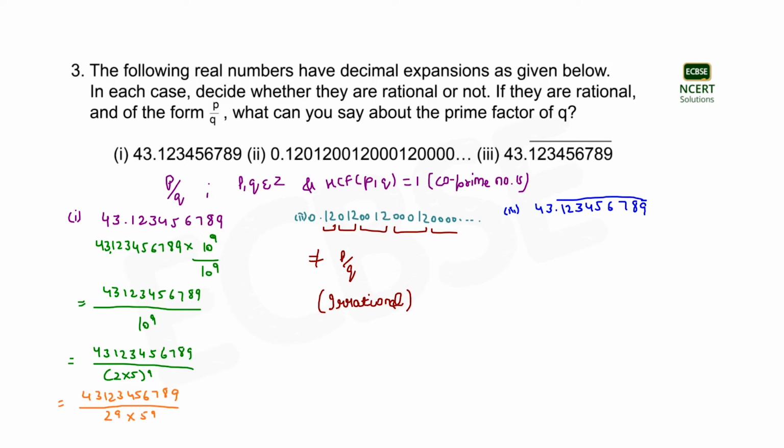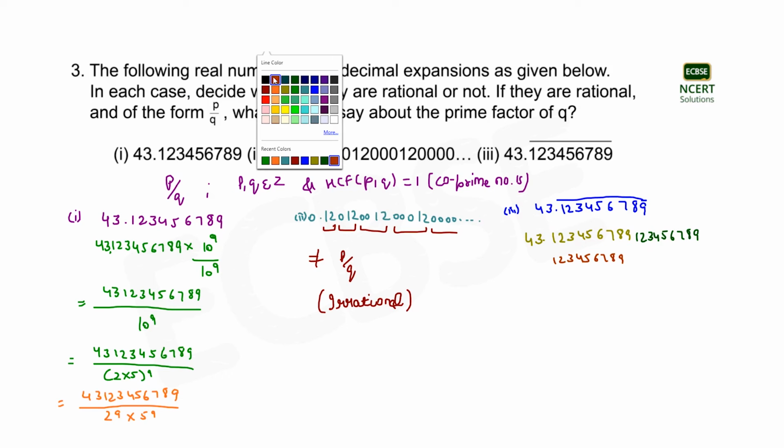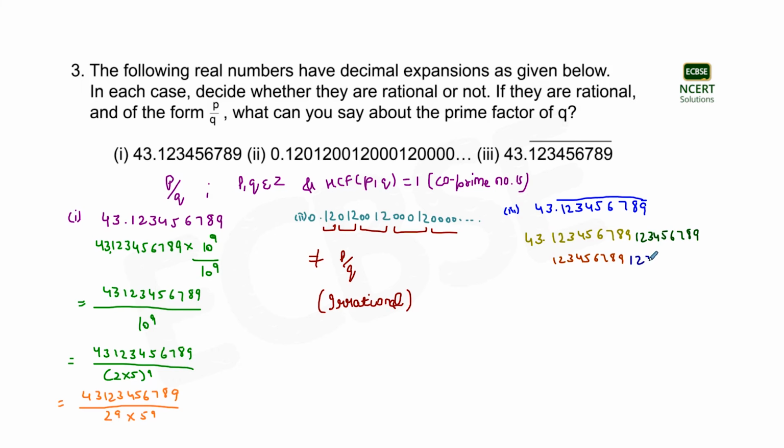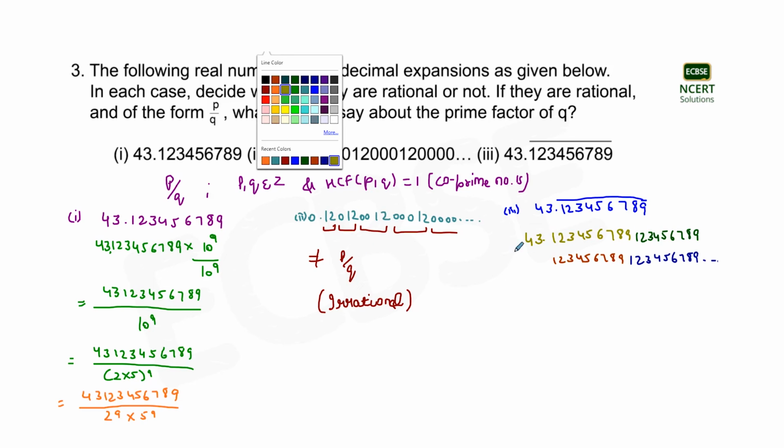Which means that we can represent this number's decimal expansion as 43.123456789, and again 123456789, again it will repeat. That is 123456789, again 123456789, and so on. Means there is no end when the repetition of 1, 2, 3, 4, 5, 6, 7, 8, 9 will end. It will keep on repeating and repeating and repeating. So this is what the decimal expansion of this number says.